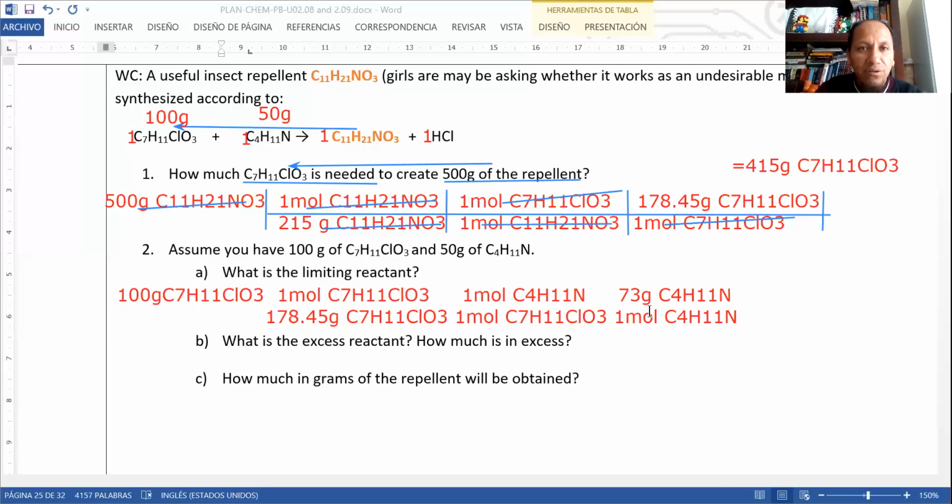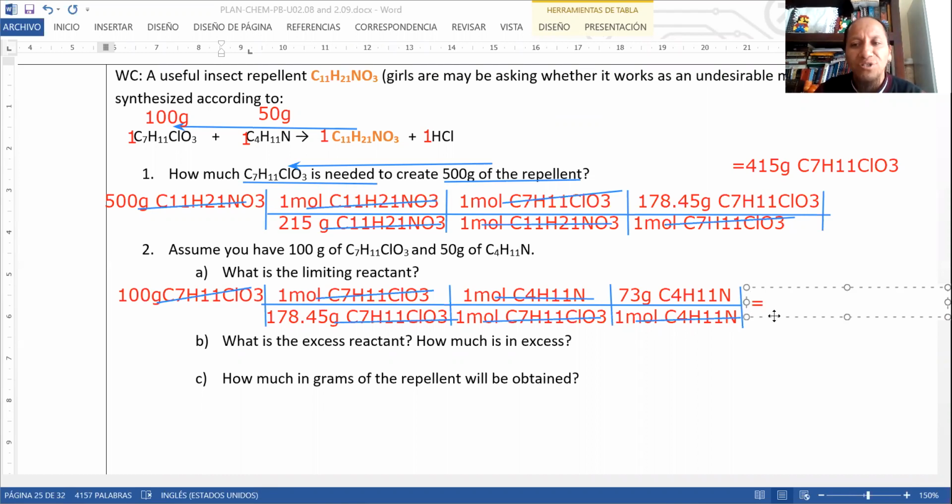Okay, then you close the conversion factors, right? You know the conversion factors, everything should be canceled out. Grams cancel with grams, moles with moles, and the answer is going to be in grams of what you need at this moment. So if you want to use the 100 grams of C7H11ClO3, how many grams am I going to need specifically?